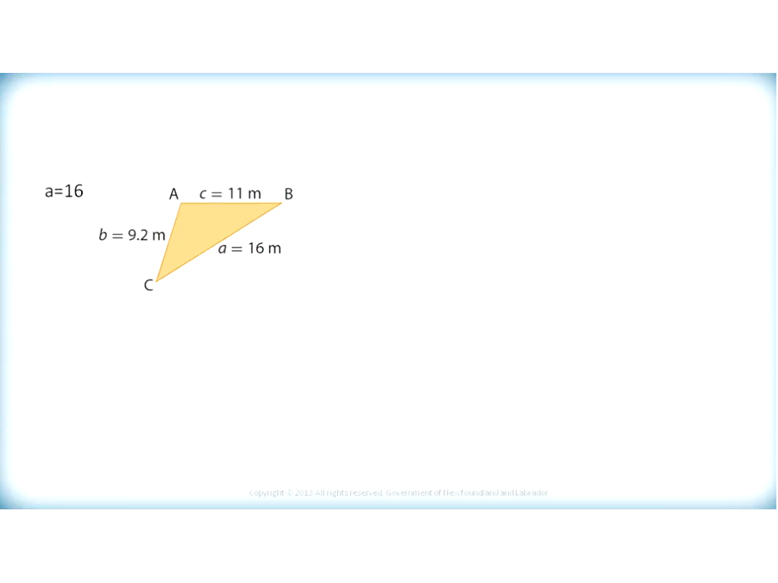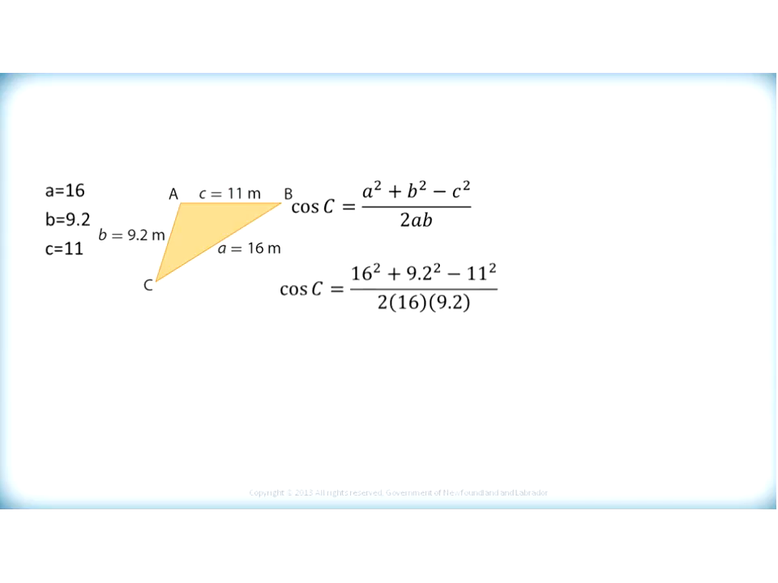So here's my triangle. I know that a is equal to 16, b is equal to 9.2, c is equal to 11. I'm going to plug that information into the cosine law. So cos C again is a squared plus b squared minus c squared all over 2ab when I'm looking for angle C. Put in my known information. So a is 16, b is 9.2, and c is 11.